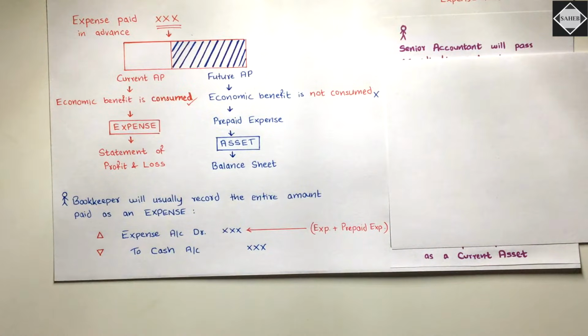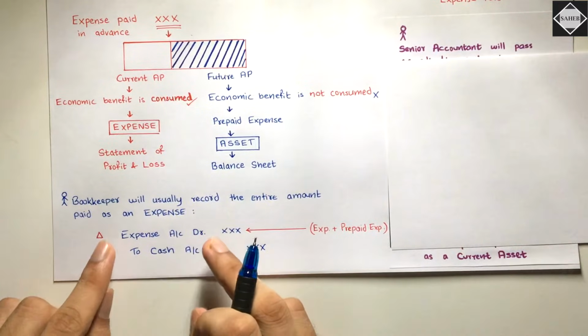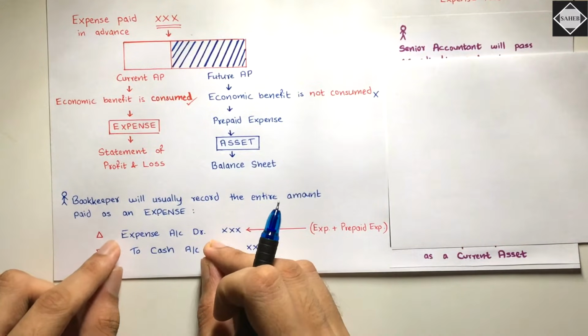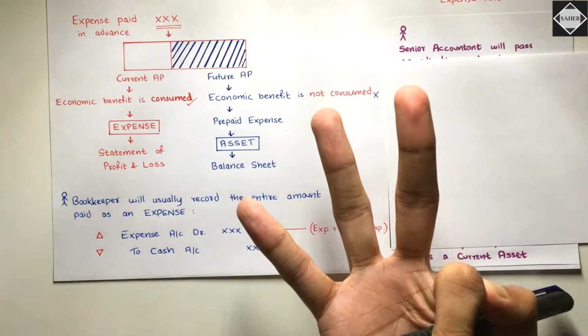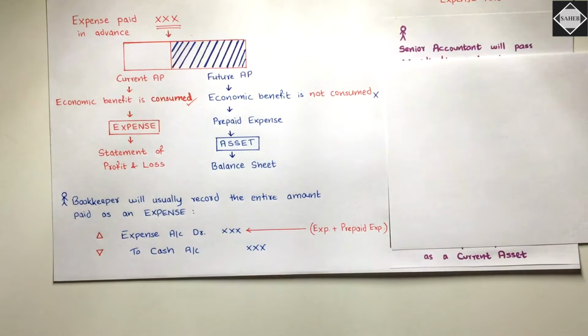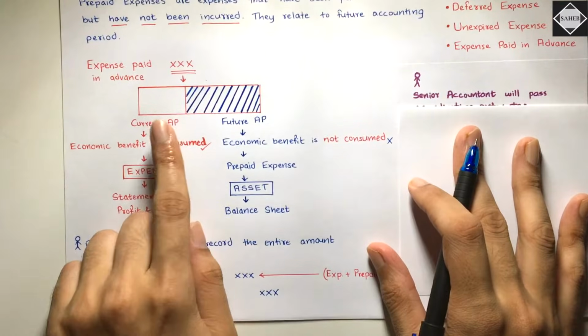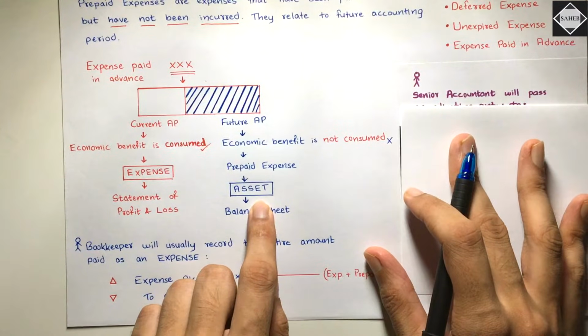Is that clear? Now you have to understand what the bookkeeper, or the cashier, or the junior accountant has done. He has debited the entire 3 months rent as an expense. Is that okay? It's not okay. Why is it not okay? Because the expense is only for 1 month. The remaining 2 months are what? Prepaid expense. It's an asset, right?